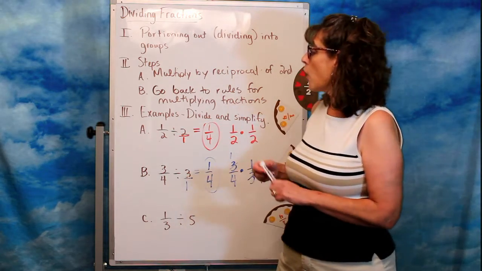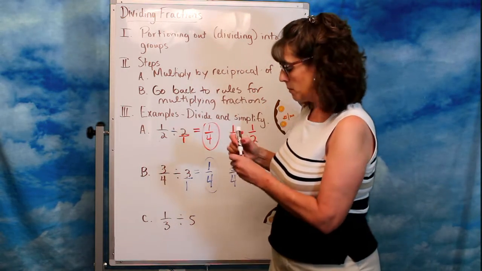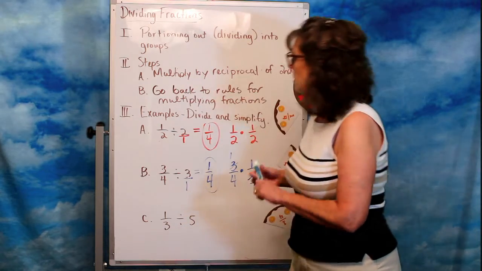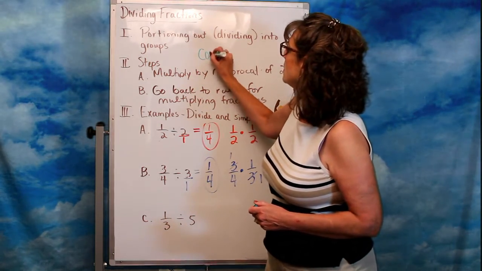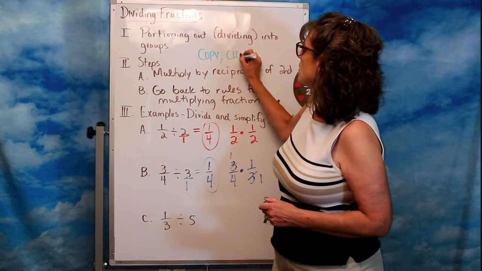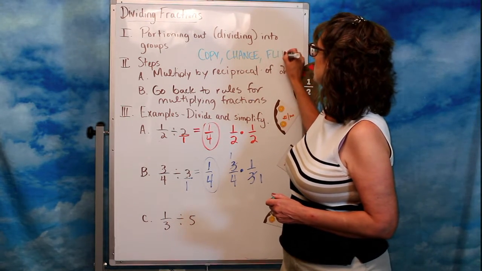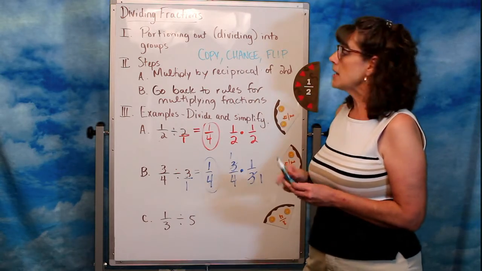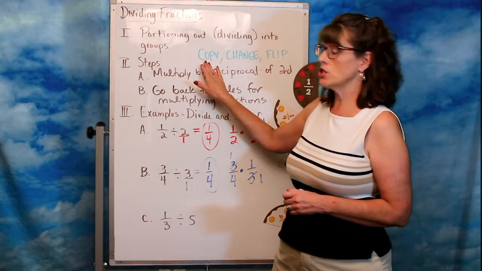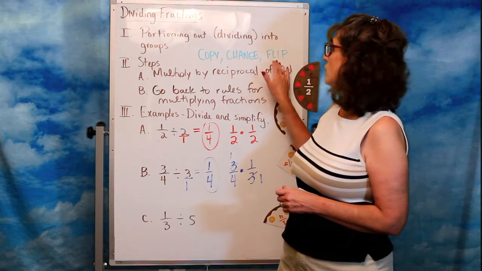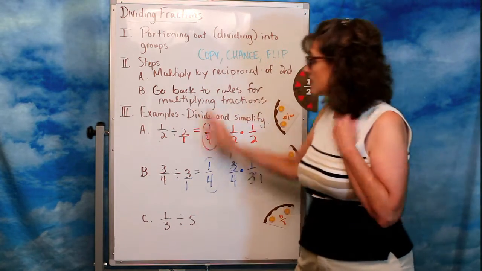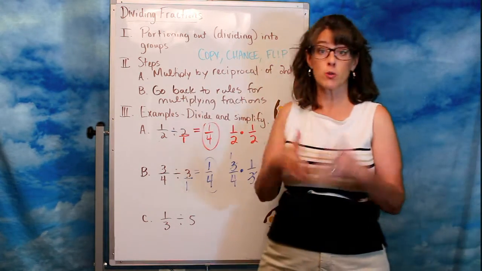Now, what a lot of people call this is copy, change, flip. And I'll put that in a different color so you can see it a little bit better. Copy, change, and flip. Because you copy down the first fraction, you change it to multiplication, and you flip the second fraction. And that is exactly what we said right here, and we go back to our multiplication rules.